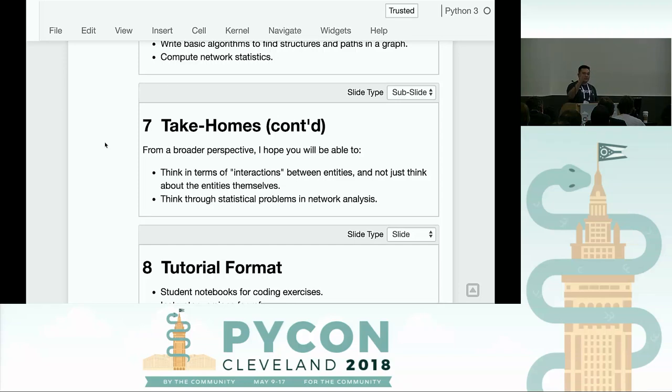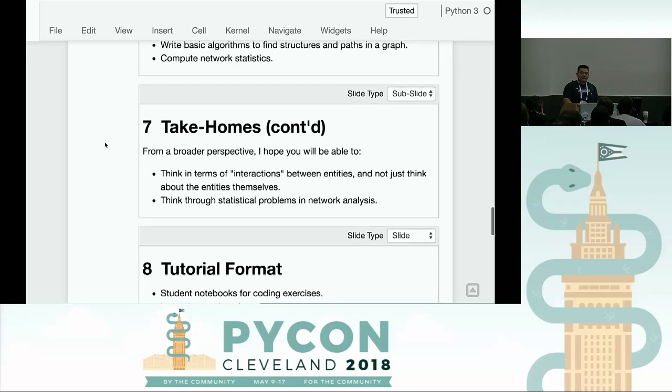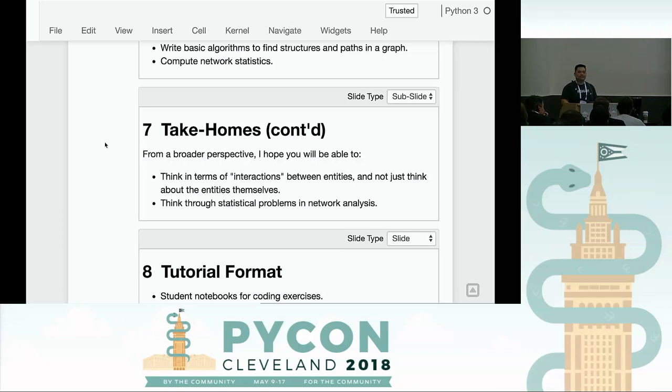Also, this year, because of the extended format, my hope is you'll be able to think through more advanced statistical and numerical forms of looking at graphs rather than just objects. And I'm hoping to convince you that being able to use NumPy is actually a great thing for doing network science as well. Okay? Do we have any questions at this point?